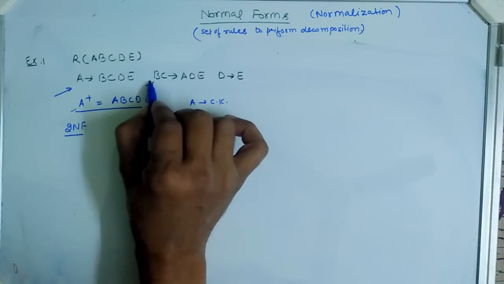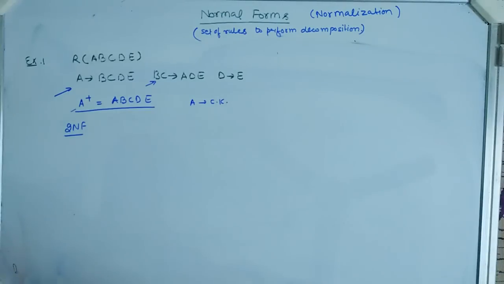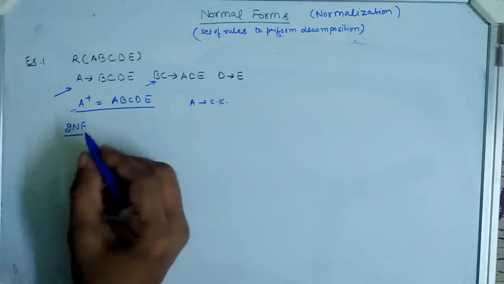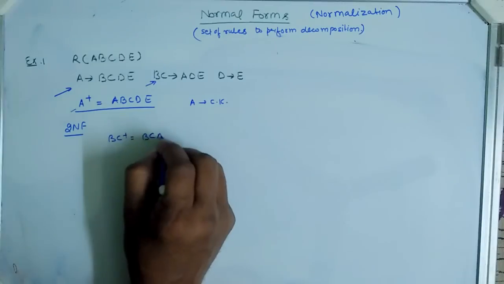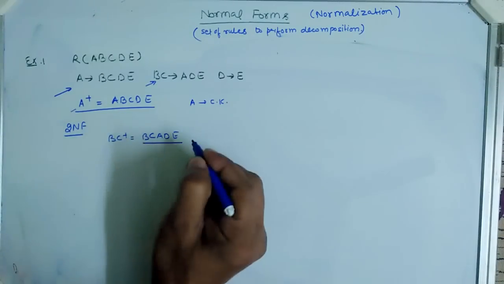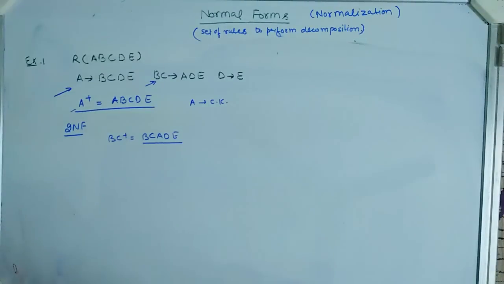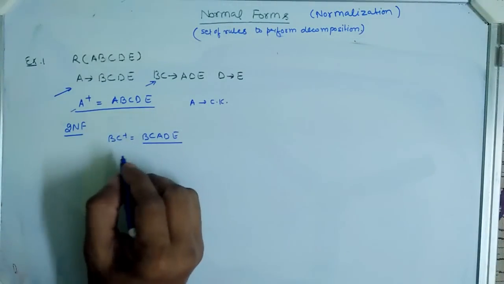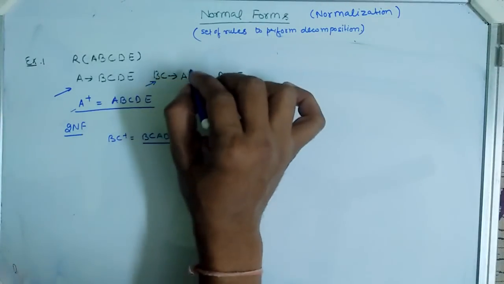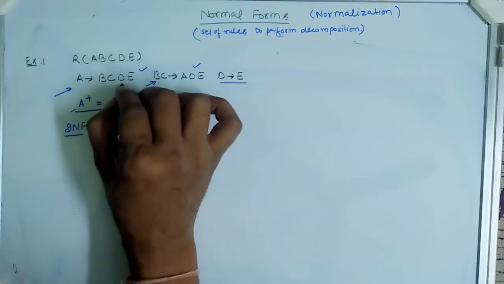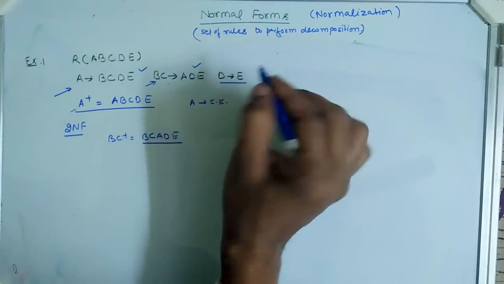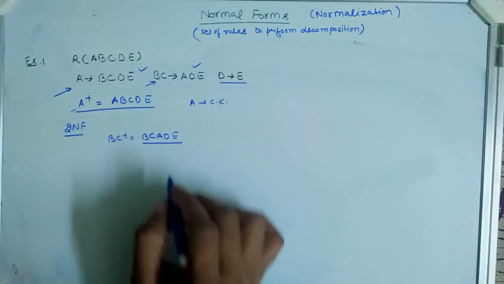Check for this one, whether BC is a candidate key or not. So BC is also a candidate key. If you derive BC closure, it will lead to BCADE, which derives all the attributes. So this is satisfied. So this condition holds, this condition holds. Check for this one, D tends to E.